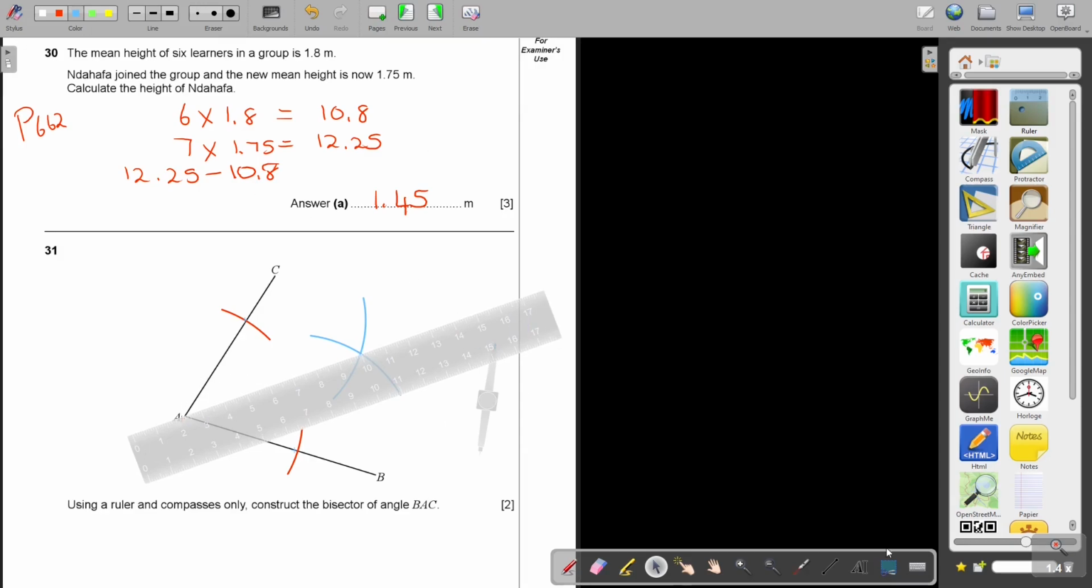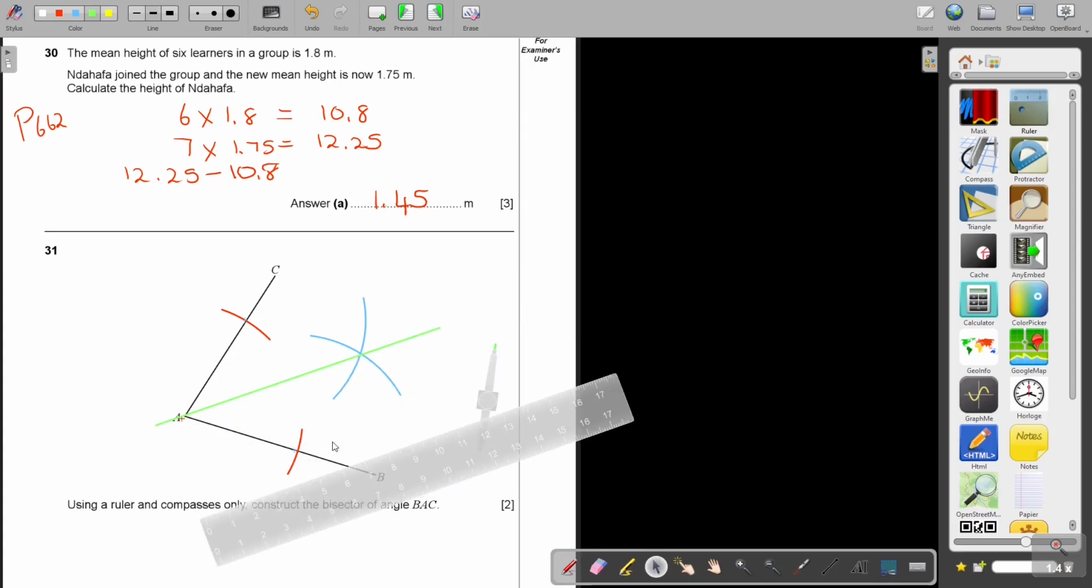And then I will just take my ruler, my pen. You will do it with pencil. So then I will just take my pencil and I will draw that line through that point and that point. And what did I do? I bisected that angle. Okay.